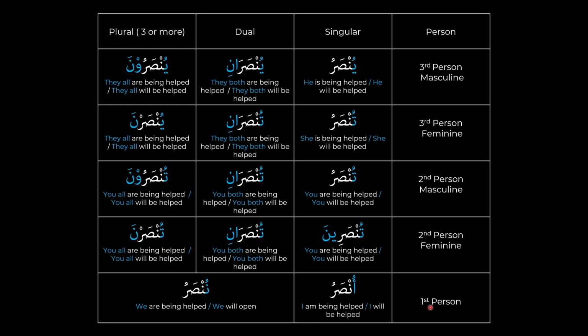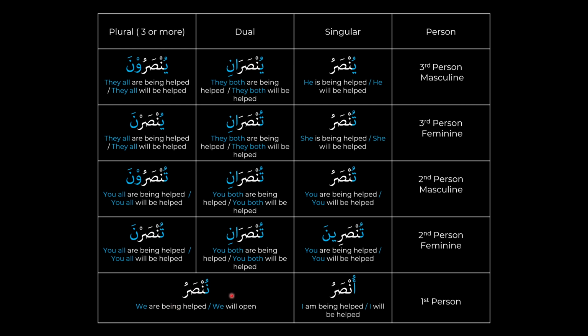And then now we have the first person singular form, which will be unsaru, which means I am being helped or I will be helped. Again, same thing. The hamza is going to have a dhamma on it, and the second letter is going to have a fatha on it. And then same thing here with the first person plural form, nunsaru. Again, the noon has a dhamma on it, second letter has a fatha on it, so this becomes we are being helped or we will be helped.